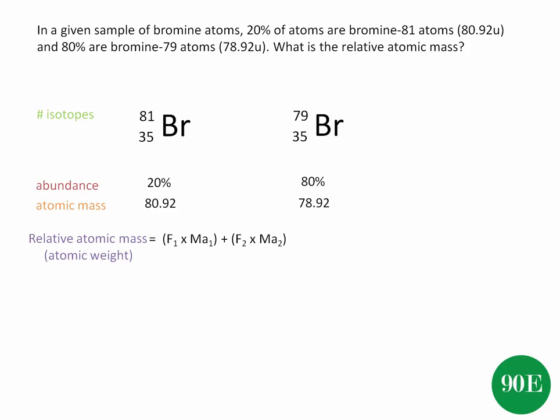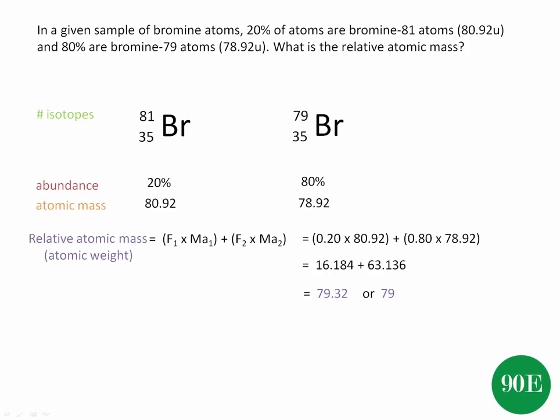Otherwise, let's get started. So let's plug our numbers in, and it looks like this, where 1/5 of the sample is made up of bromine-81, and 4/5 is made up of bromine-79. If we work out the multiplication here, these are the numbers that you should come up with. And then the final relative atomic mass is 79.32, or if we reduce it down to 2 significant figures, 79.